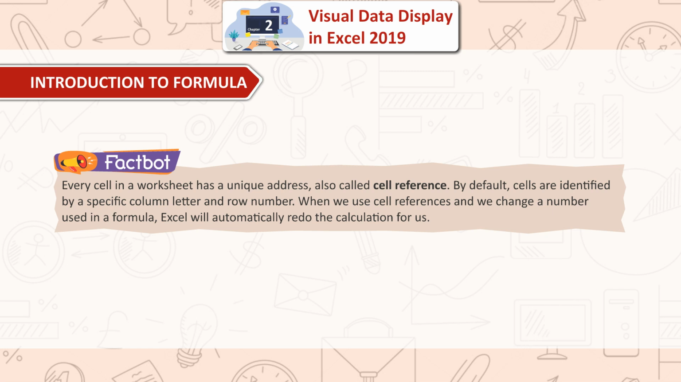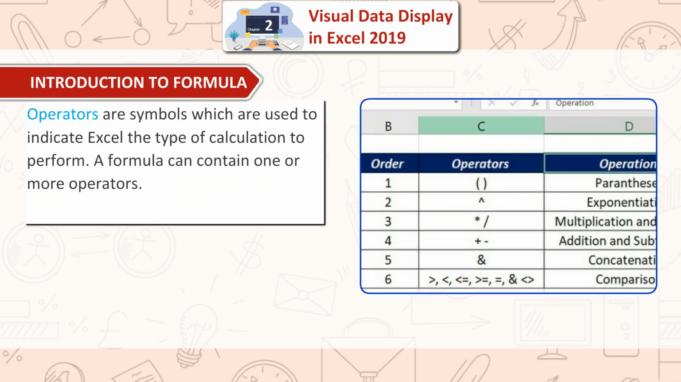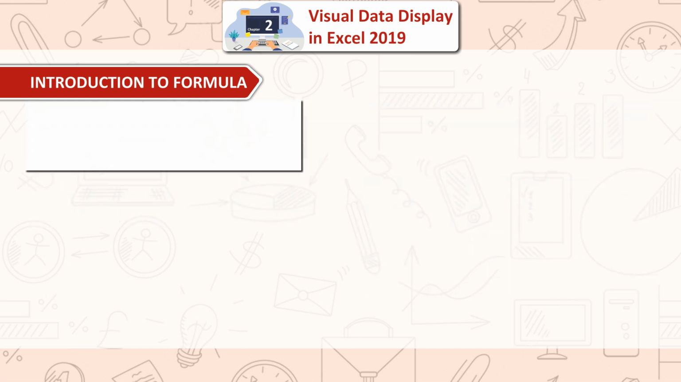Every cell in a worksheet has a unique address, also called a cell reference. By default, cells are identified by a specific column letter and row number. When we use cell references and we change a number used in a formula, Excel will automatically redo the calculation for us. Operators are symbols which are used to indicate to Excel the type of calculation to perform. A formula can contain one or more operators.